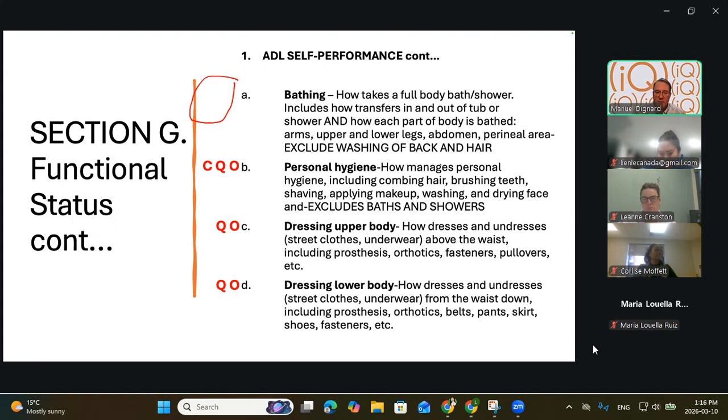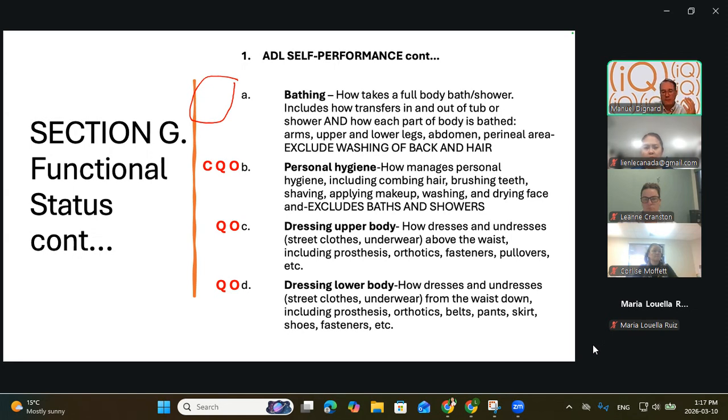Then we move on to, okay, so in the CCRS, we had dressing. Now they've separated it into dressing upper body and dressing lower body. So G1C is dressing upper body. So it covers how the resident puts on and takes off clothes above the waist, including undergarments, shirts, bras, fasteners, and any prosthetics or orthotics. Again, it's not about fashion, right? It's their physical ability to complete this task with or without assistance.